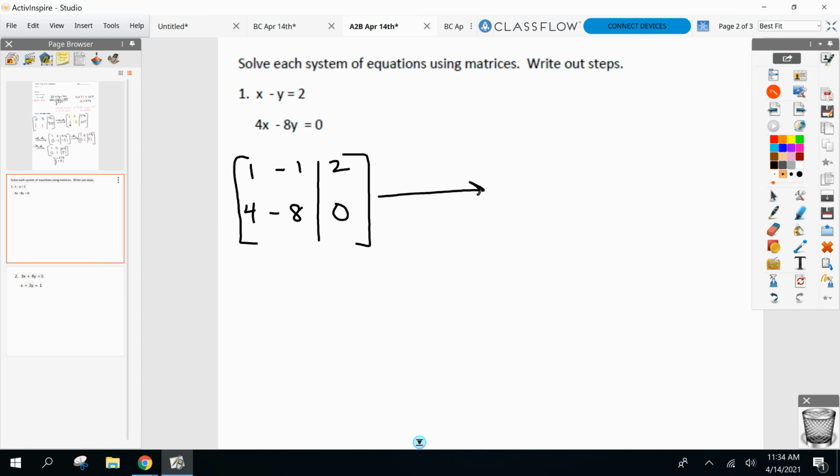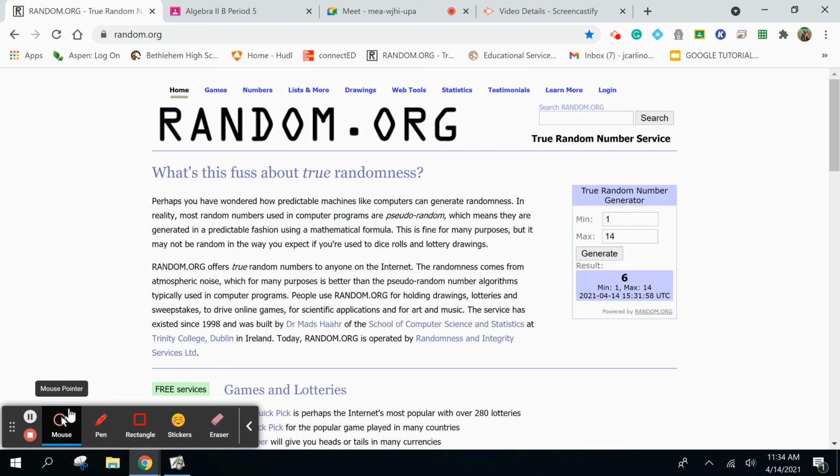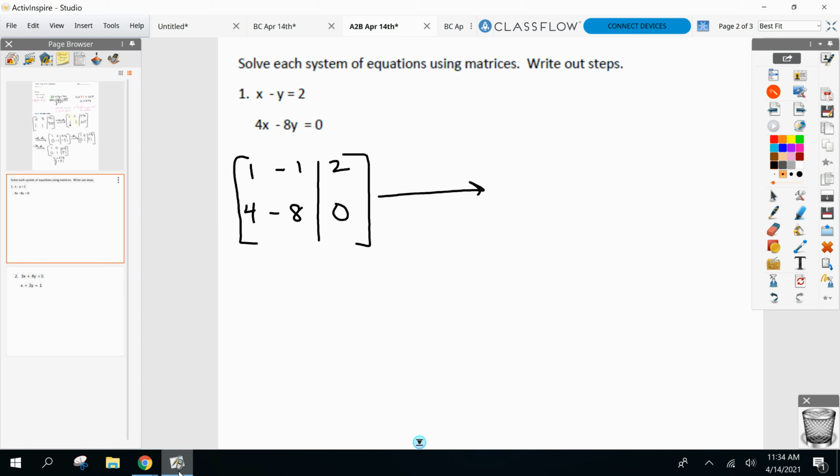Okay, how do I get the 0? Well, first, what row do I need to get a 0 in here? Isaiah, what row do I need a 0 in right now? Row 2. Okay, ready? Row 2. Isaiah, there's a 4 there. What do you have to add to 4 to get to 0?